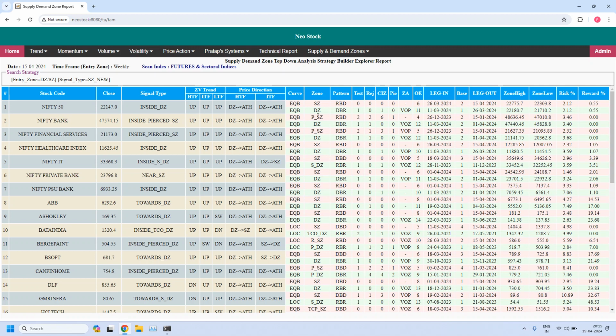Look into Bank Nifty, the best example. Currently Bank Nifty is showing in the report a pierced supply zone, not the newly created weekly supply zone. Probably the newly created weekly supply zone might be having a LOTL, but this zone could be nearest to the price. That could be the reason why the software always displays the zone that is nearest to the price.